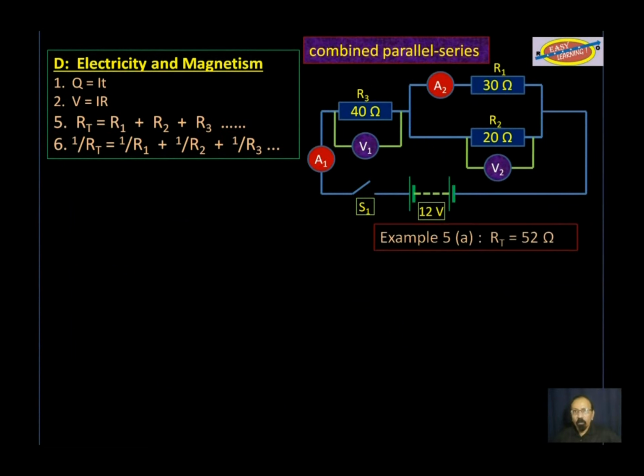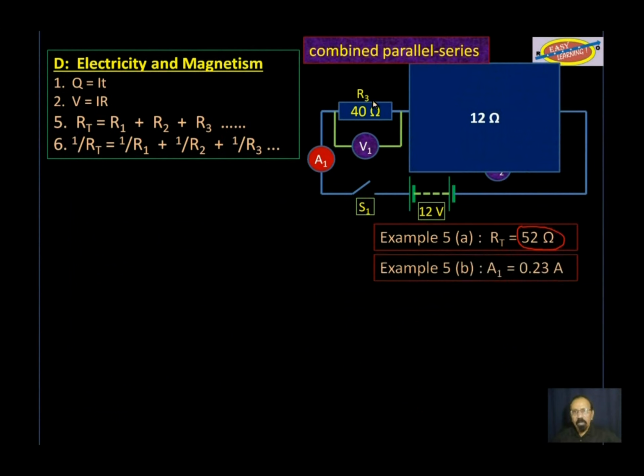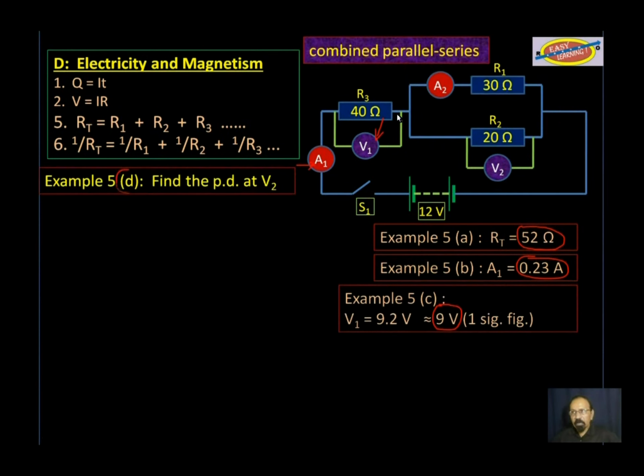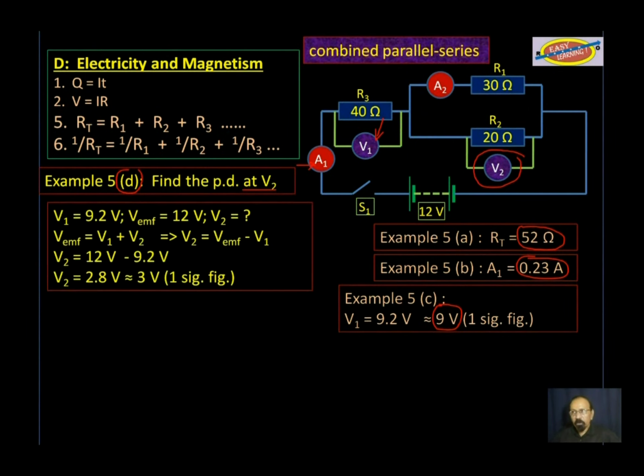So far, we have calculated the total resistance. We have calculated the total current, that's the current at A1. We have calculated the potential difference at V1 here as 9 volts. We also need to calculate the potential difference at V2. That is this potential difference here. We know that V1 is 9.2 volts. We know that the EMF, the total voltage of this whole system, is 12 volts.